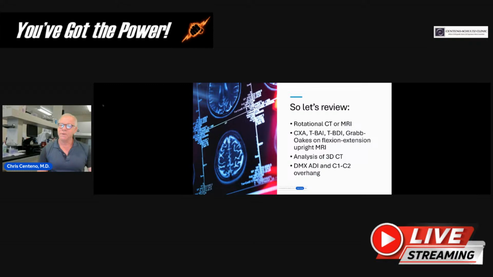So let's review some of the more common movement-based images that I do see. Rotational CT or MRI is certainly one. And then we've got the different measurements on upright flexion extension MRI: CXA, translational BAI, translational BDI, Grabb-Oakes, etc. Then, much more commonly seen now, especially for European patients, is an analysis of their 3D CT scan. And then we've got DMX looking at ADI and C1-C2 overhang.